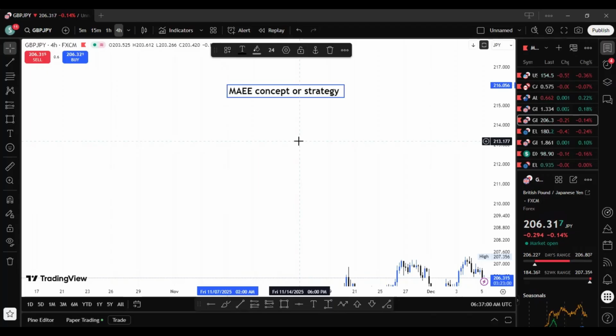Forex strategy requires you to have a winning strategy. A winning strategy. The forex trading strategy should have an edge over the market.